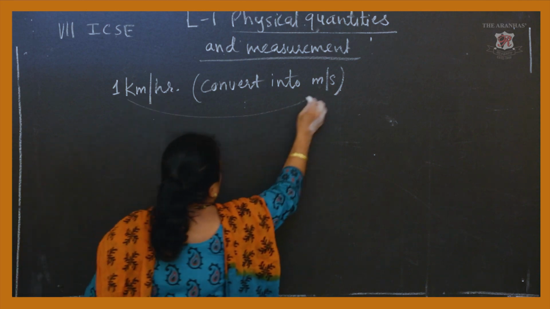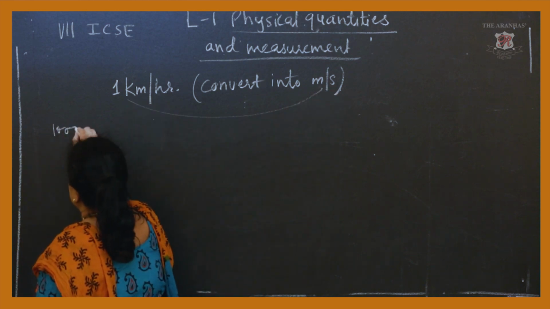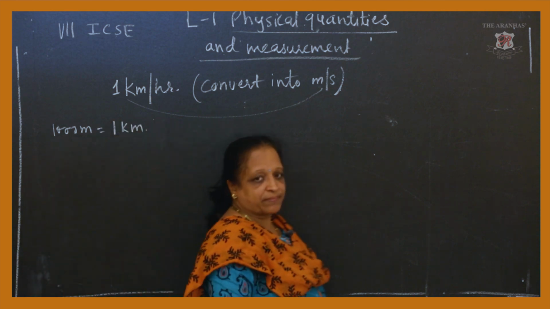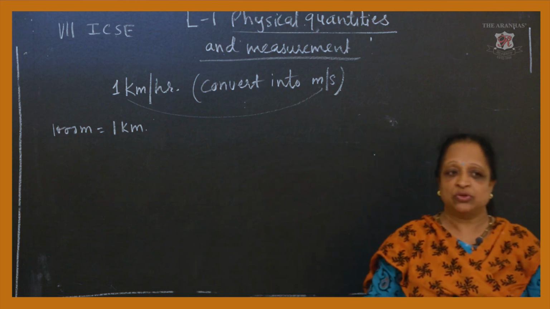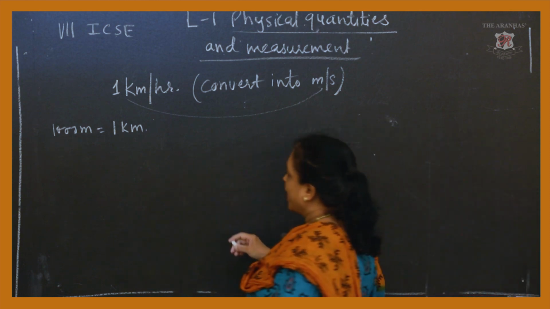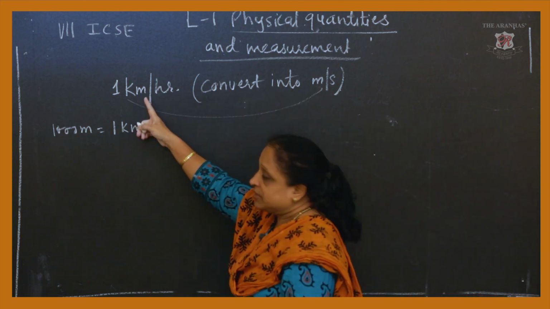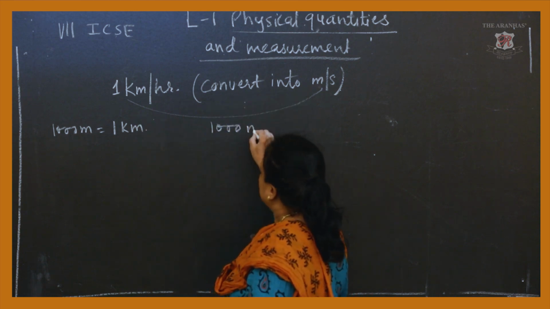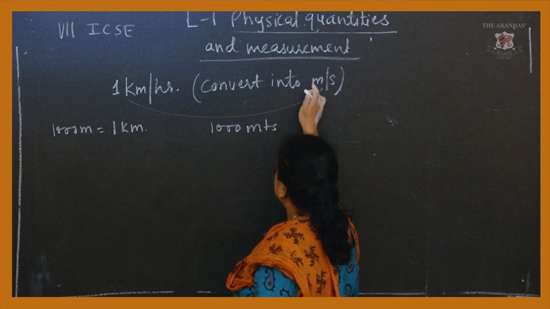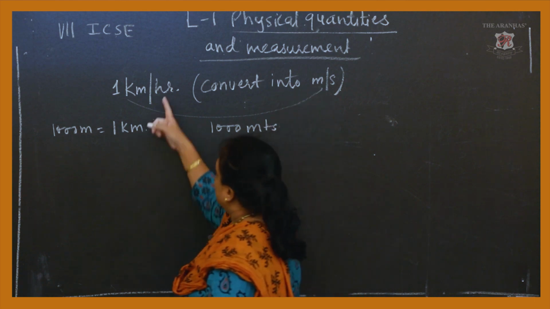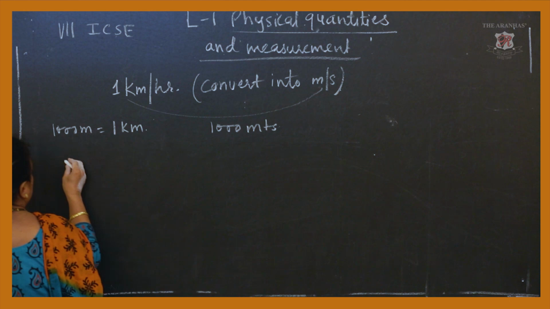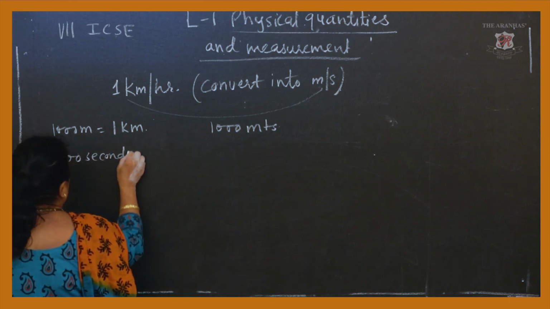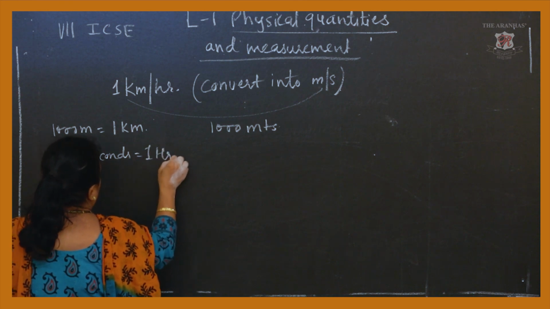So I know that 1000 meters is equal to 1 kilometer. So what I will do, this 1 kilometer, I am writing in meters, which means I will write 1000 meters. And 1 hour is equal to 3600 seconds.